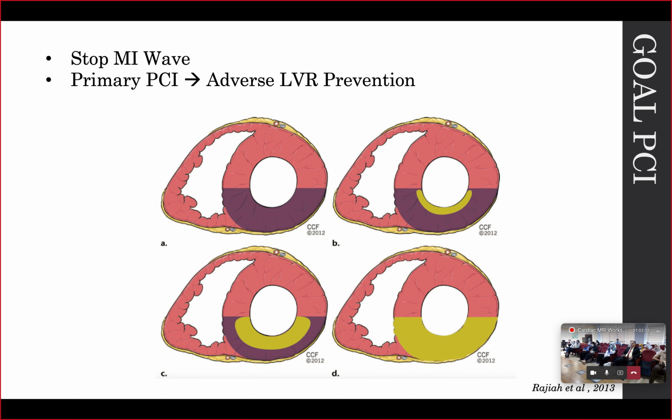So what are the goals of any PCI? The first goal is to stop the wave of the myocardial infarction, to decrease the area that is at risk. And the main goal of a primary PCI is to prevent any adverse remodeling that might take place to the left ventricle. So protecting the myocardium, or stopping the myocardial infarction wave, is to minimize any remodeling that might happen after the heart attack. And this is the main goal of any PCI.